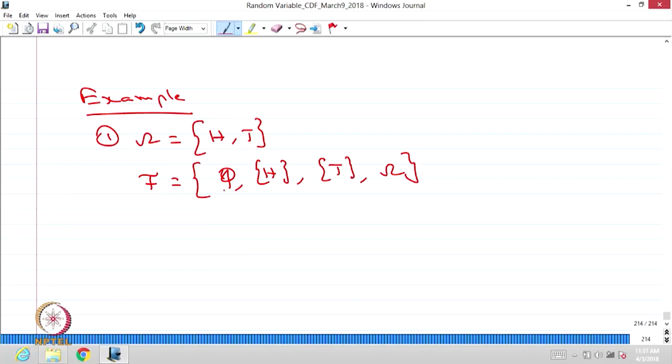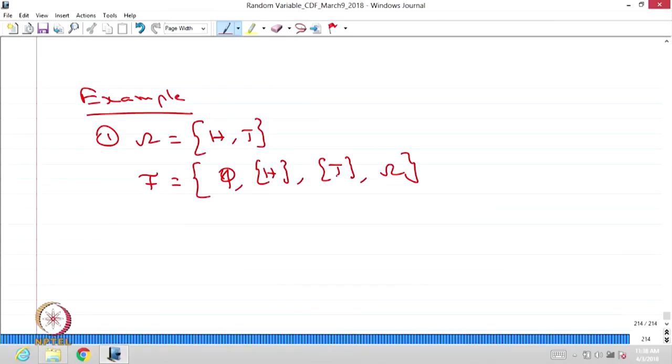Empty set is one element, complement is the whole set, both belong to F. The third condition: if I take a few elements, the union also belongs to the same F. Suppose I take H as well as the empty set, the union is again H, that's also belonging. If I take tail and omega, the union is omega. And if I take head and tail, the union is omega, that's also belonging. That's the third condition.